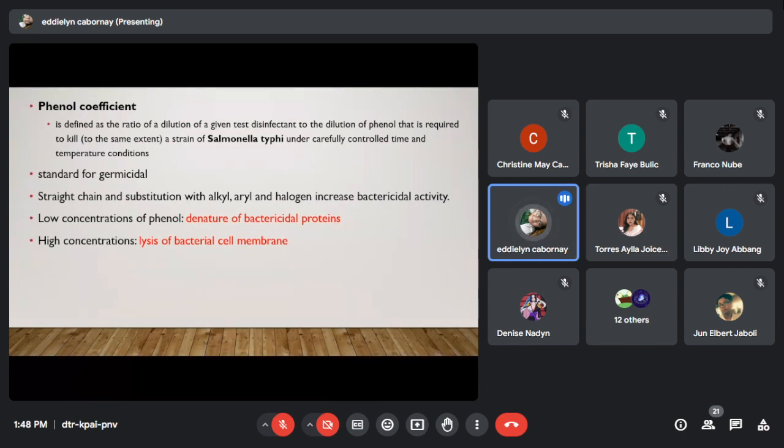Okay, so we have phenol here. This is the standard for germicidal. Straight chain and substitution with alkyl, aryl, and halogen increases bactericidal activities. At a low concentration of phenol, the mode of action is to denature bacterial proteins, whereas at a high concentration of phenol, the mode of action is that it lyses the bacterial cell membrane.